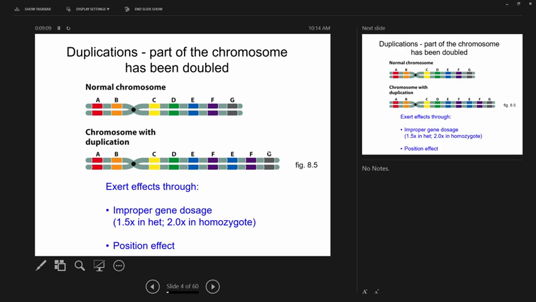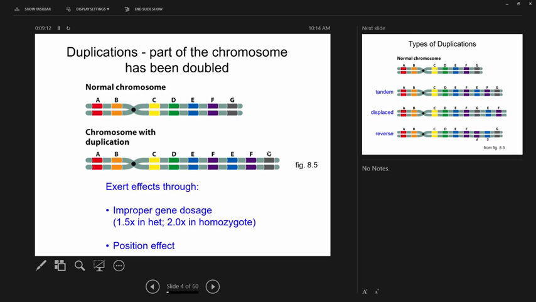Let's start with duplications. So here's your normal chromosome, and then at the bottom you have a duplication. In this case, EF has been duplicated and then stuck in either there or there, you can't tell. So you have two of the area that has E and F. We're using this just as an example. Of course, this chromosome would have more than 7 genes, right?